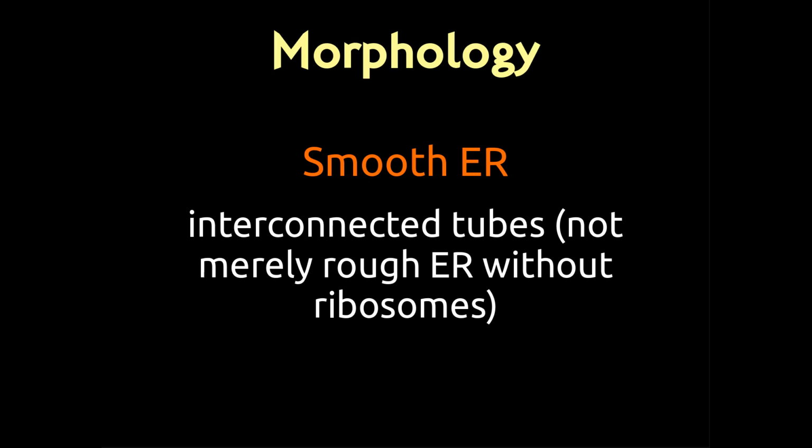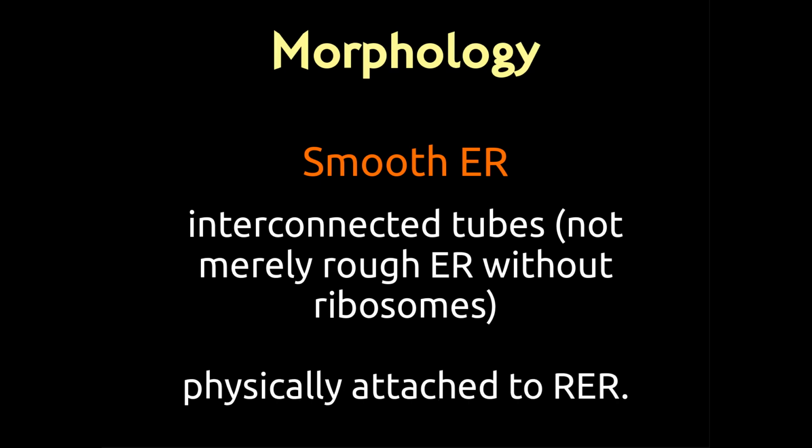We're not merely talking about rough ER without its ribosomes. The smooth ER actually has its own distinctive morphology to it. And the smooth ER is physically attached to the rough endoplasmic reticulum, and therefore by extension to the nucleus through the rough endoplasmic reticulum.